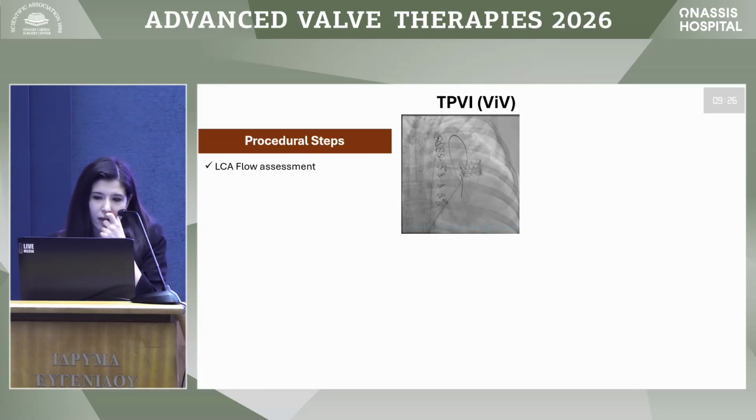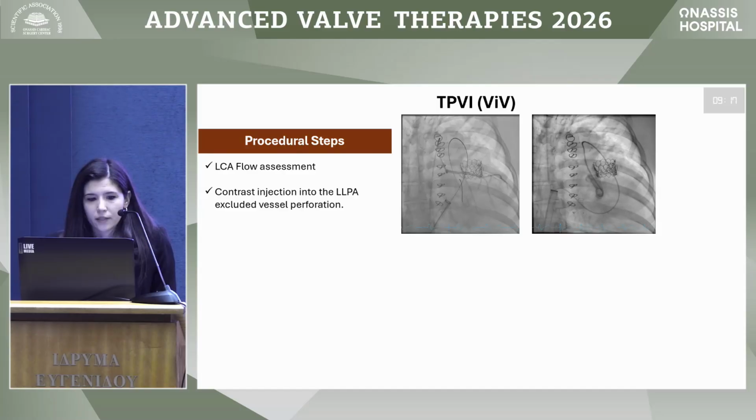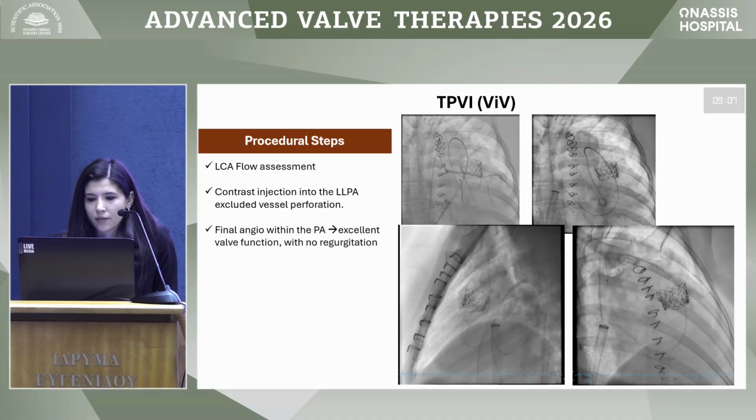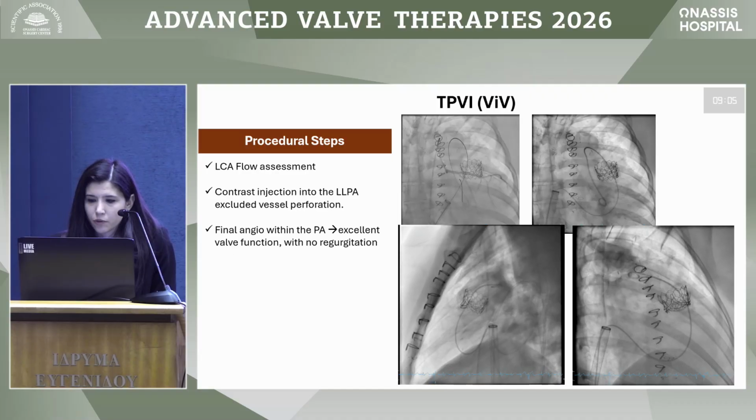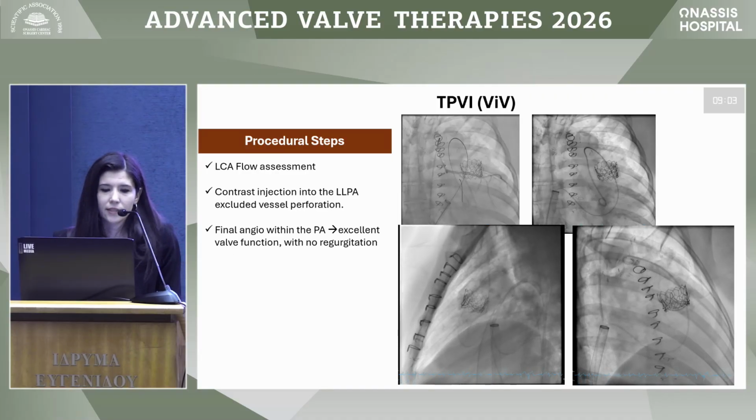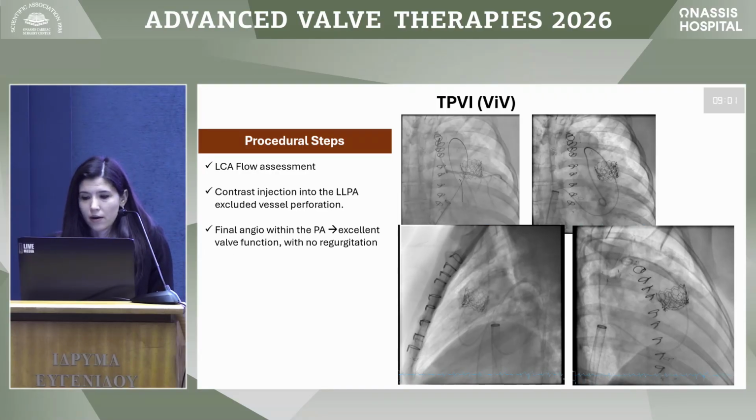So then, after the placement of the valve, we checked the flow of the LCA, and you see we have no impaired flow. And we did the contrast injection in the lower left pulmonary artery to exclude that we have made a vessel perforation with the stiff wire. And at the end, we did the final angio within the PA, and you see the excellent valve function without regurgitation.